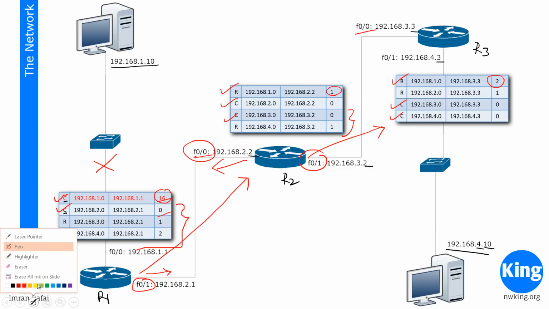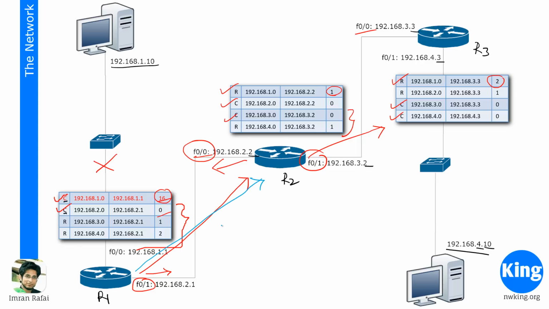Immediately it sends a triggered update. I'm going to change the color for a triggered update, this is going to be blue. It sends a triggered update to router 2 and tells it network 192.168.1.0 is accessible with a hop count of 16, which means it is inaccessible, right? This is called route poisoning. Immediately when router 2 gets that, it updates its routing table to 16, and it sends the same update to router 3, which also updates its routing table to 16, by which time all the devices participating in RIP will know that the network 192.168.1.0 is not accessible to anyone.